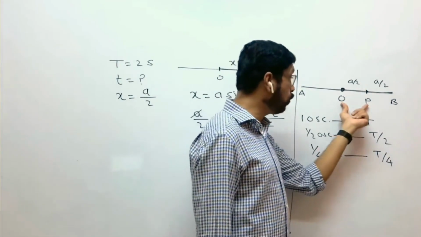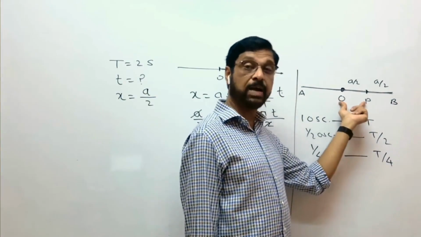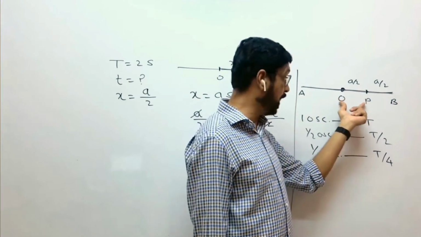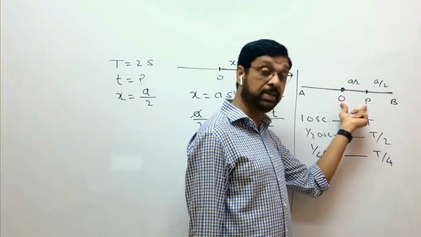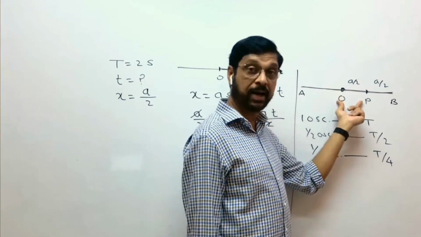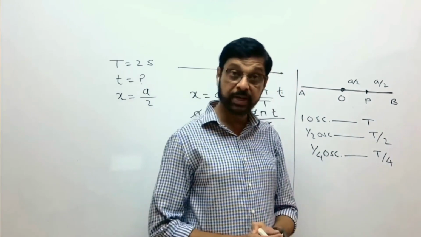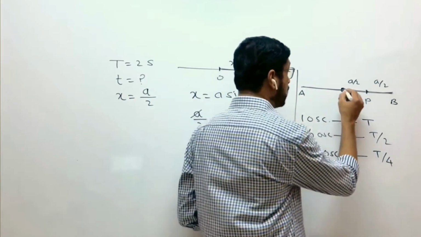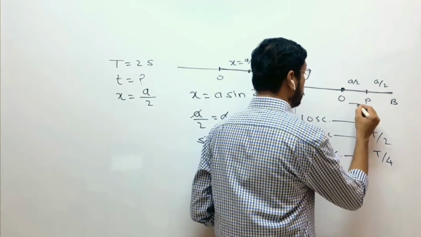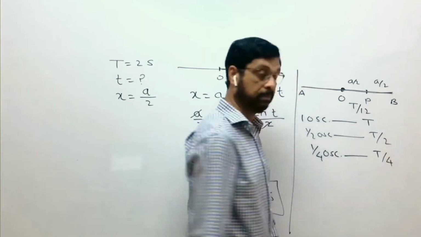So from O to P, less time will be taken. Speed यहाँ पर ज़्यादा है, इसलिए O से P जाने में कम समय लगेगा. Less time will be taken, and from P to B, more time will be taken. The time taken from O to P is T by 12.